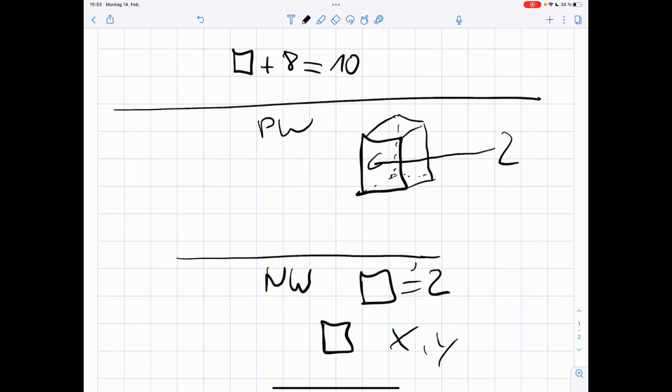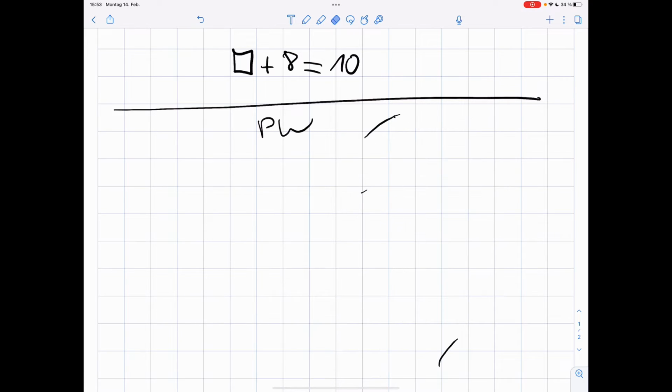So there is this 2 inserted in the box, and then you say, okay, this refers to this box, right? But before, when you look at it at first glance, it doesn't seem to make any sense, because something like square equals 2 doesn't make any sense, right?